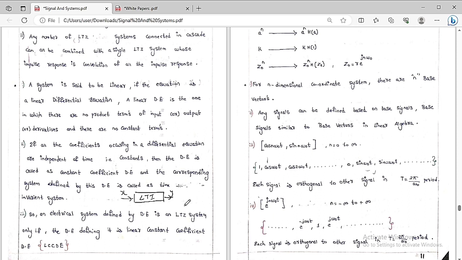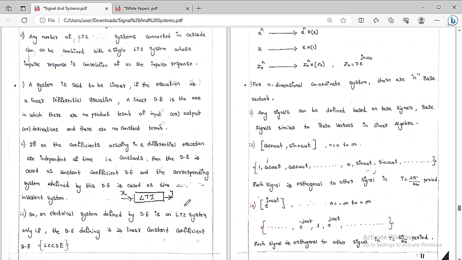So for an LTI system, the relation between input and output we are going to define with the help of a differential equation. That must be a linear constant coefficient differential equation. That means there should not be any product terms of input, no product terms of output, no product terms of derivative, and also no constant terms. And also the coefficients of the differential equation should be constant with respect to time. If all these are satisfied, then we can say the given system is linear as well as time invariant. Therefore finally we can say it is a linear time invariant system.